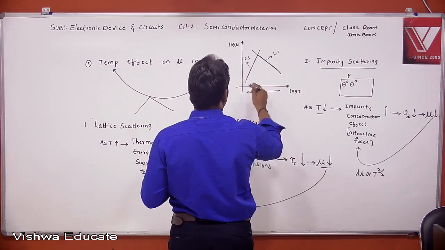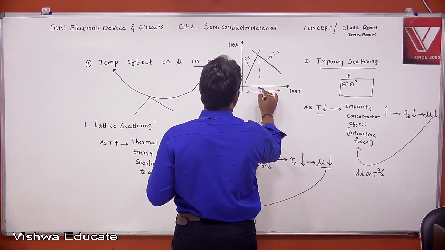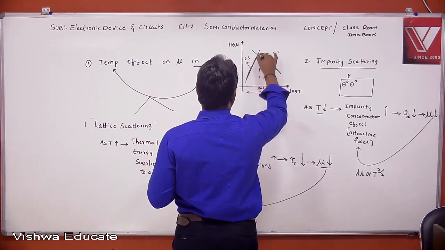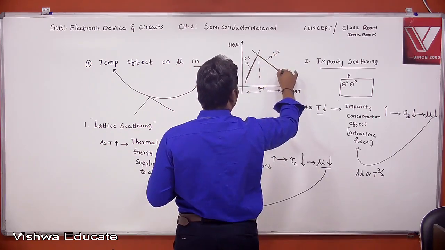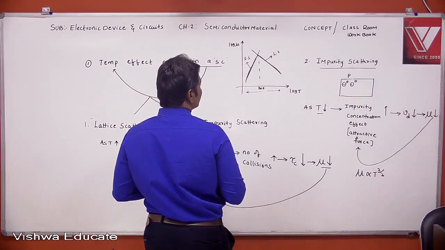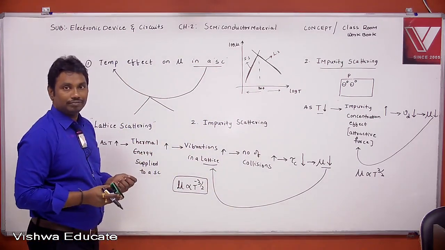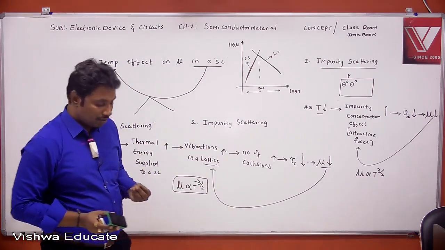That means what we can understand: if you increase the temperature up to room temperature, the mobility will increase. After that, the mobility will start to decrease because of collisions. So this is the mobility versus temperature graph in case of a semiconductor. Right, on impurity scattering.